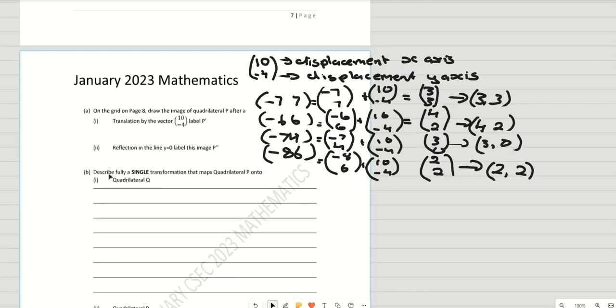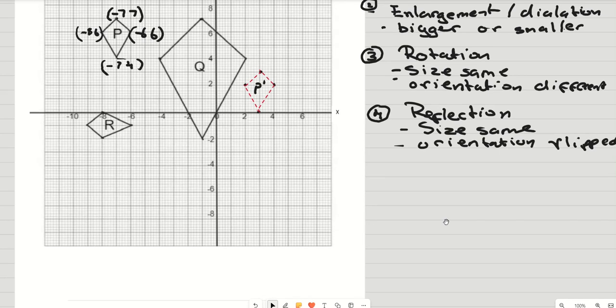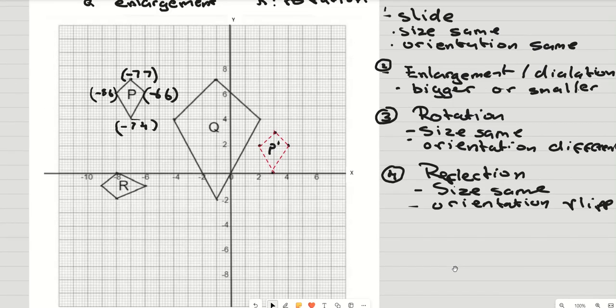Part 2 says the reflection in the line y equals 0, and label this P2. So this is P1 and we want P2. Now they told you that your mirror line is along the axis where y is equal to 0. And I told you that y equals 0 is along your x-axis. So your mirror line will be right here. Let's make that green so we can see it.